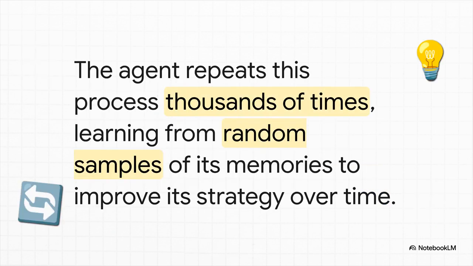Okay, now zoom out and imagine that exact process repeating thousands and thousands of times. The agent is just constantly taking actions, getting rewards or penalties, and filing away those memories. Then, every so often, it grabs a random handful of those memories and replays them to fine-tune its brain. This is how it slowly but surely teaches itself what works and what really, really doesn't.